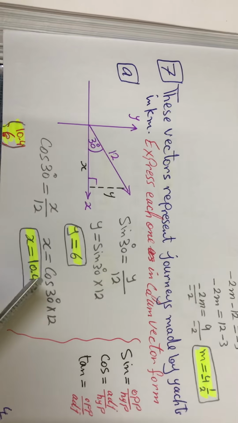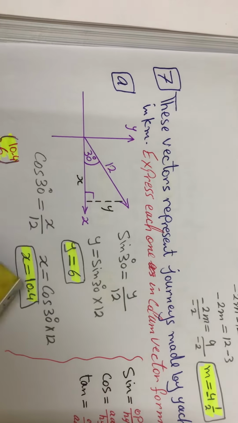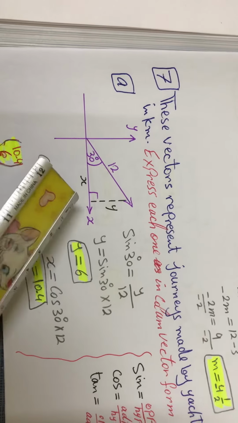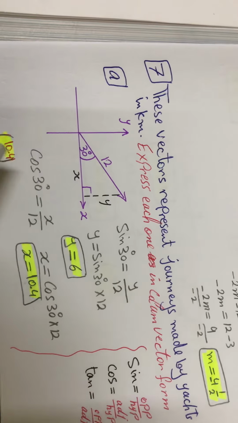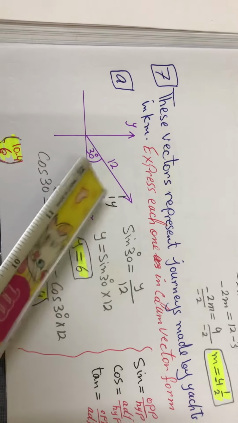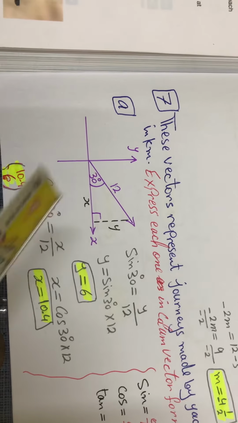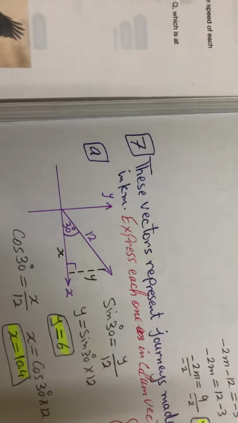Take care. When you write the vector, you have to write x up and y down. In the beginning, I'll write x up 10.4 and y down 6. And then look at the position of x and y. x is on the right side, so it is positive. I'll keep it 10.4 positive. And y is up, so also positive. So I'll keep it 6 positive. Very important to decide the sign. Don't forget to decide the sign. Important, important, important.